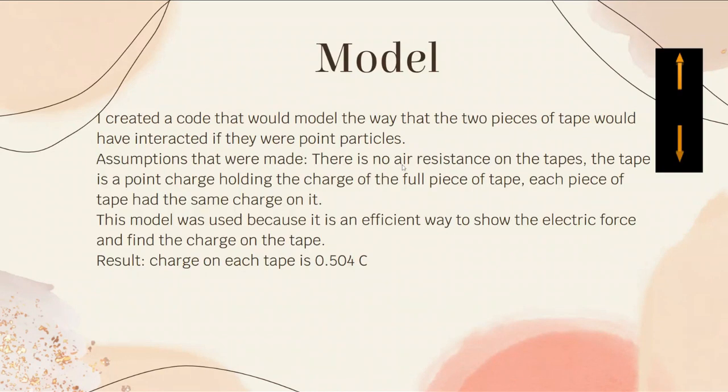I created a code that would model the way that the two pieces of tape would have interacted if they were point particles. Assumptions that were made: there is no air resistance on the tape. The tape is a point charge holding the full charge of the piece of tape. Each piece of tape has the same charge on it, and the model was used because it was an efficient way to show the electric force and to find the charge on the tape. And then the result is that the charge on each tape is 0.504 coulombs.